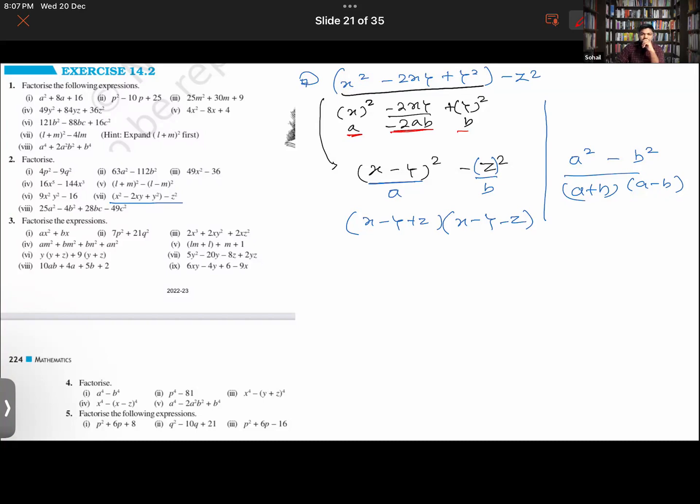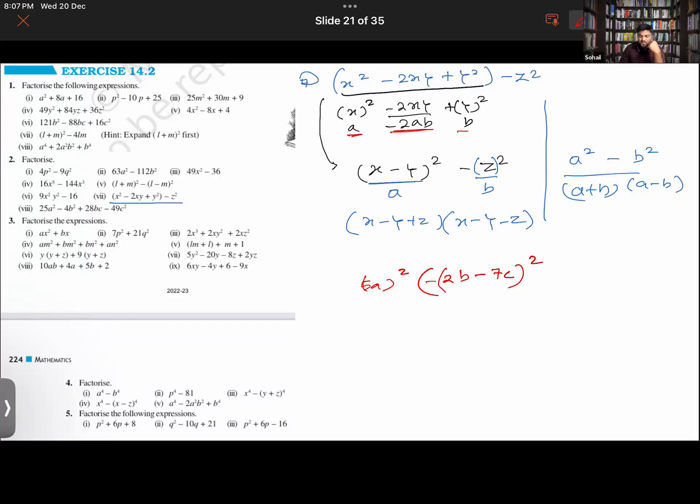Then I got it. So what value are you getting? 5a whole square minus 2b minus 7c whole square. Whole square is on both minus 2b and minus 7c. So they are both in bracket like this, 2b minus 7c whole square.